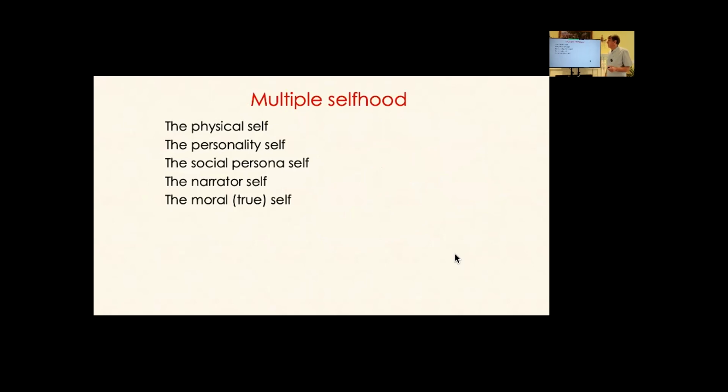We have multiple selfhoods: the physical self, the personality self, the social persona self, the narrator self, even the moral true self. So these are different kinds of images we have of ourselves. Some of them are based on our physical situation. Some of them are based on our personality. Some of them are social, how we interact with others. And that involves our family, our job, our friends, our community, and everything else.